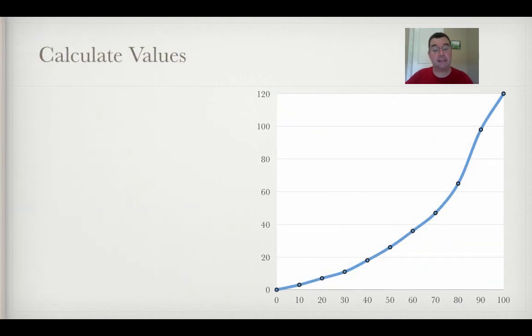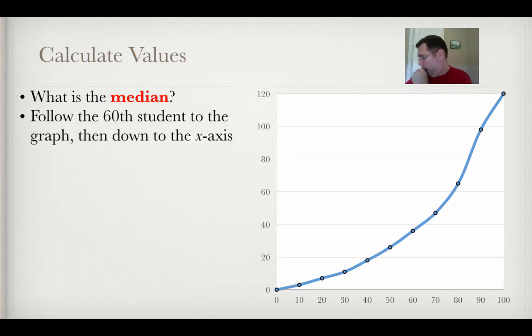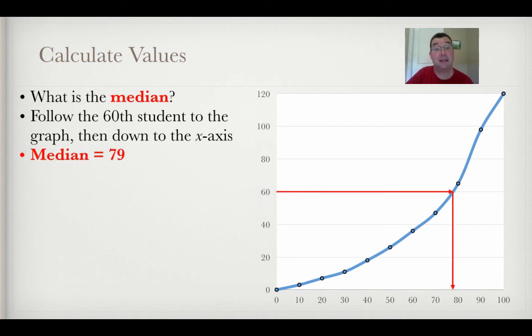So now we can calculate some values based on this graph. I can calculate the median. That's going to be the 60th score, or about the 60th score, maybe between the 60th and the 61st score. But I look on the y-axis and I find 60. I follow that to the graph and follow that to the x-axis, and that gets me a median of 79.